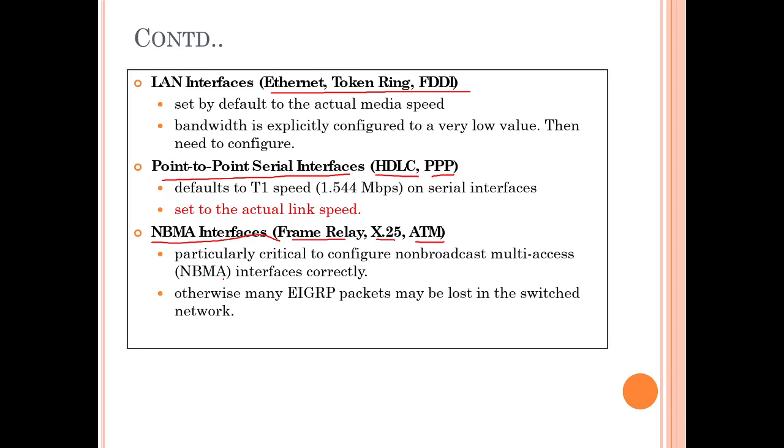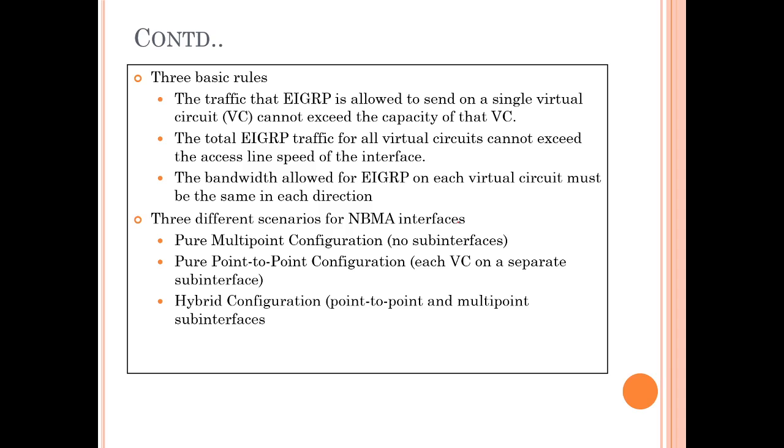So why are we doing it there? Because EIGRP may be lost in the switched network if you don't use those technologies there. Okay, so for this lab which we have discussed, there are three basic rules. The traffic that EIGRP is allowed to send on a single virtual circuit, okay, because we have created a loopback, okay, and in a loopback we are considering this as a virtual circuit. VC, it will make a virtual circuit.